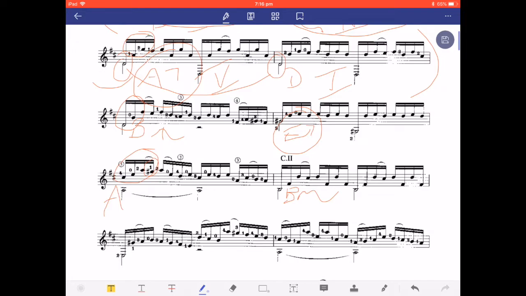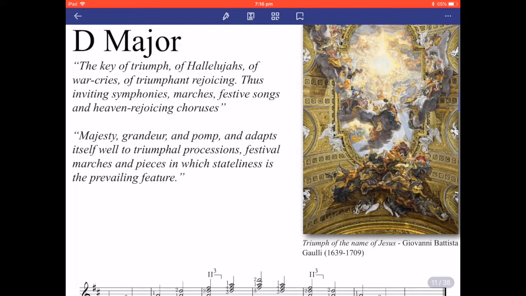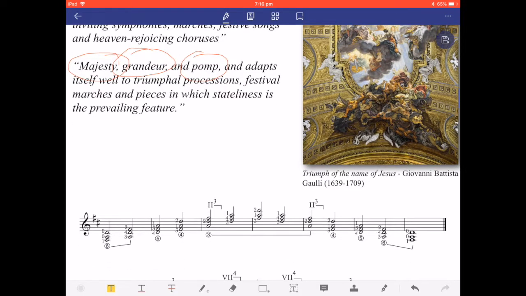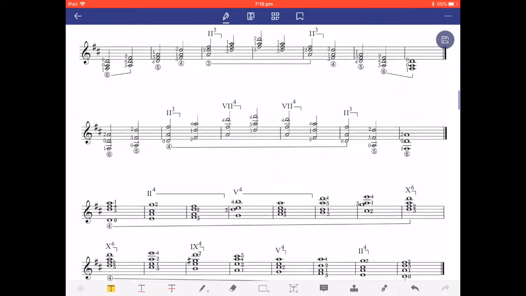Let's go to fundamental harmony. Now we've looked at 3 different keys. So let's go to my book. So D major. I'm not going to read all of these quotes, but just quickly, words like majesty, grandeur, pomp. I think that sort of fits the key. Now, the prelude wasn't originally written in D major. It's been transcribed to D major for the guitar. I think it was originally in C major. So that's maybe something to think about. But the fact that it's in D major does affect how it comes out musically. It affects its character and mood.